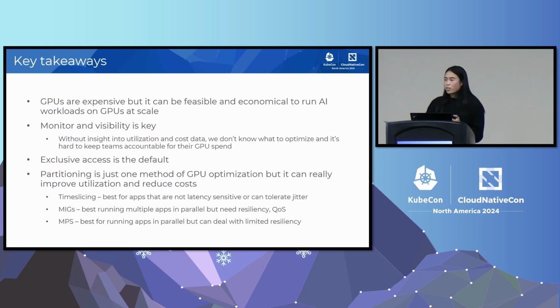Some additional details about the partitioning techniques. So time slicing, best for apps that are not latency sensitive or that can tolerate jitter. MIGs, best for running multiple apps in parallel, but very important if they need to be resilient and have high QoS, then MIGs is a great option. And then finally, MPS, best for running apps in parallel that can maybe deal with some amount of limited resiliency.